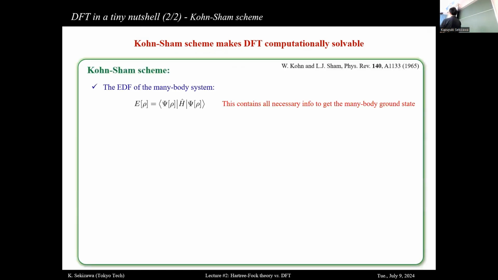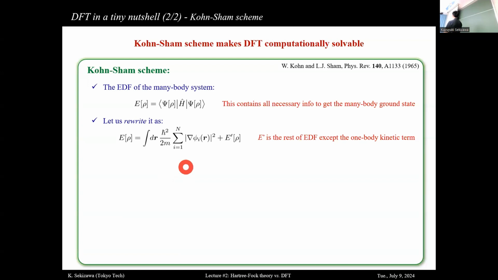Okay. So now, this is the second page. In practice, what we use is the Kohn-Sham scheme to actually make a calculation or application. So what is the Kohn-Sham scheme? According to the Hohenberg-Kohn theorem, we have the energy density functional, which is a function of one-body density.